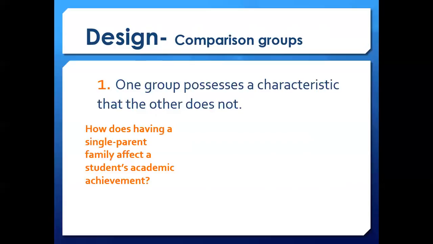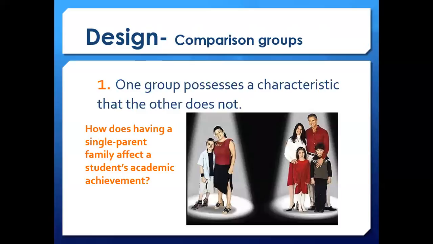Let's look at an example. How does having a single parent family affect a student's academic achievement? So we're looking at single parent families and how that affects student academic achievement. What are our 2 comparison groups in this example? Well, here they are. We have one group that are single parent families and one group that are families with 2 parents. The characteristic is 2 parents. So here we have one group has 2 parents, the other group does not have that. And these are our comparison groups.